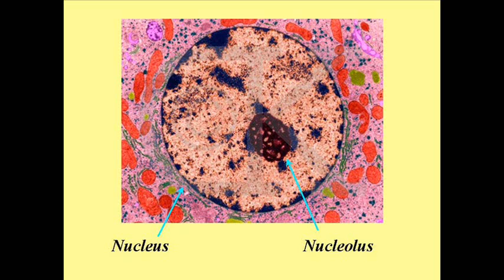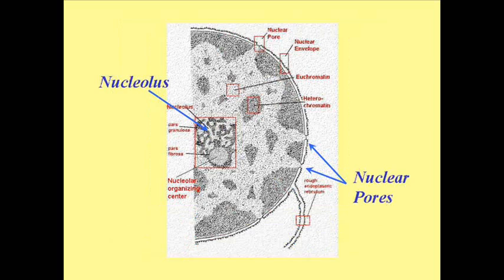Now, the nucleolus is the organelle that's built into the nucleus itself. It plays a role in the formation of ribosomes. As we will talk about later, ribosomes are used for making proteins, and proteins are built from information on DNA. Ribosomes are actually made of a type of RNA, which we'll talk about in another unit.